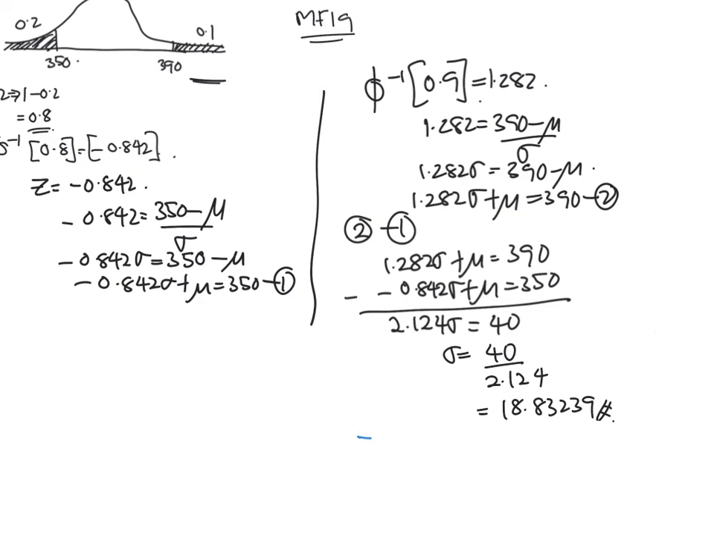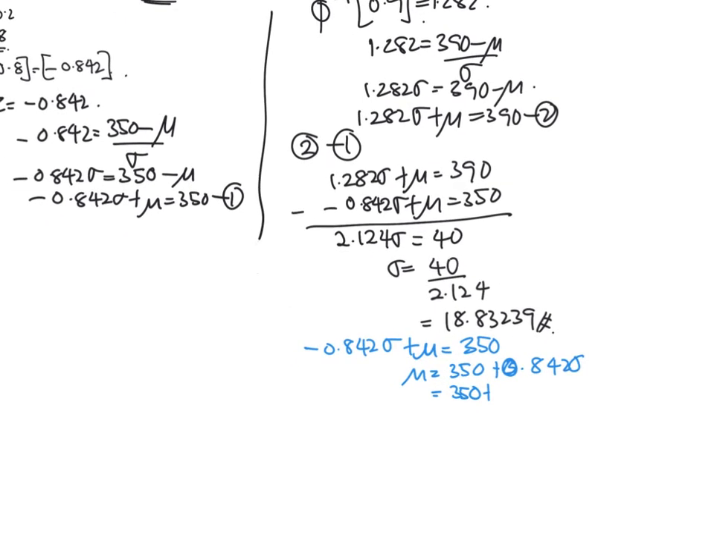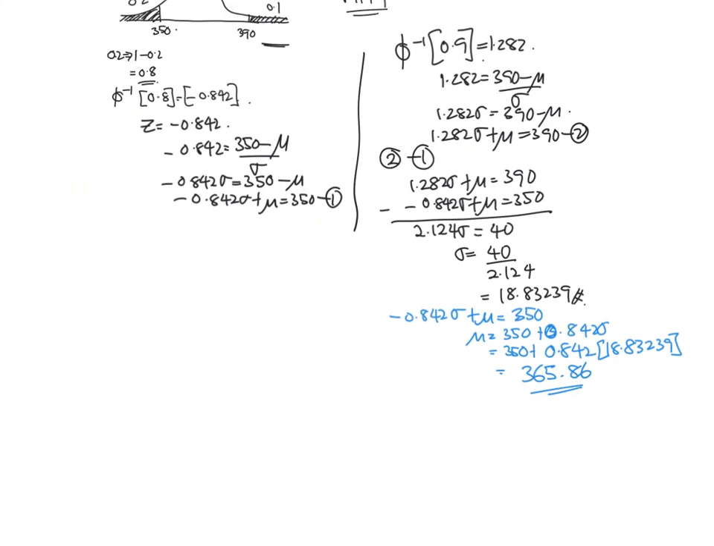So I'll take negative 0.842 sigma plus mu equals 350. So mu equals 350 plus 0.842 sigma, and 350 plus 0.842 times 18.83239, and all this is calculator work. The answer is 365.86. That's the answer, 365.86.